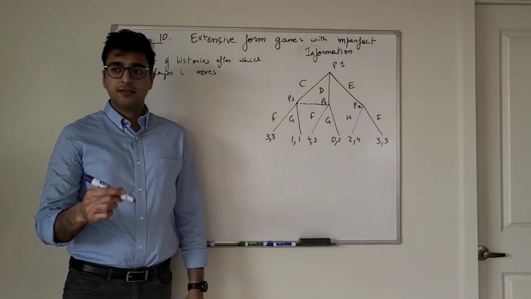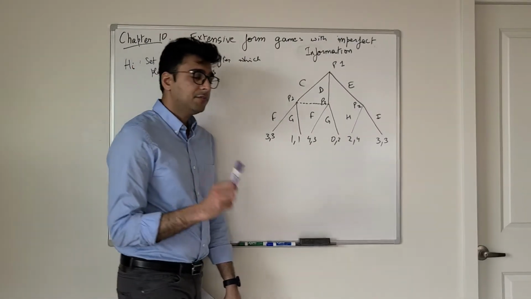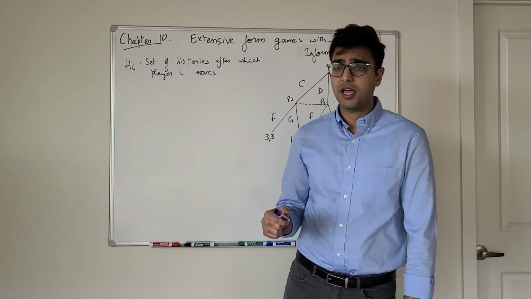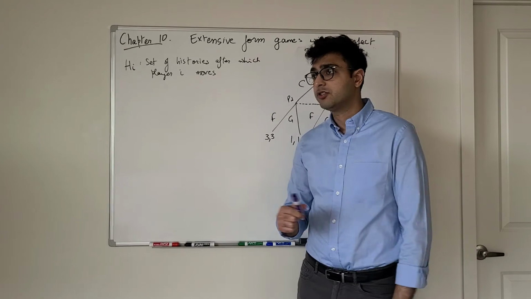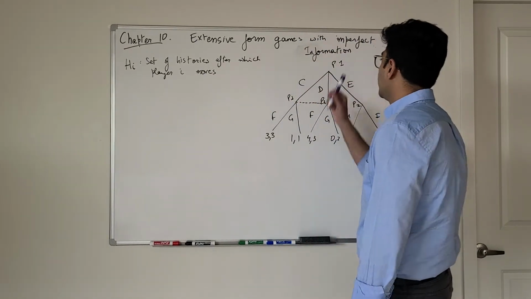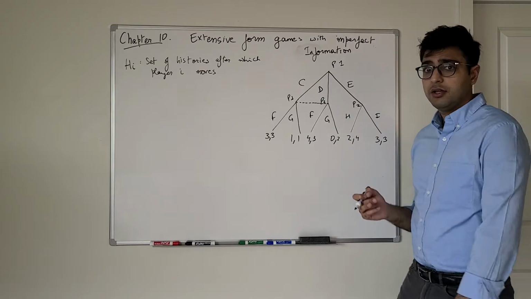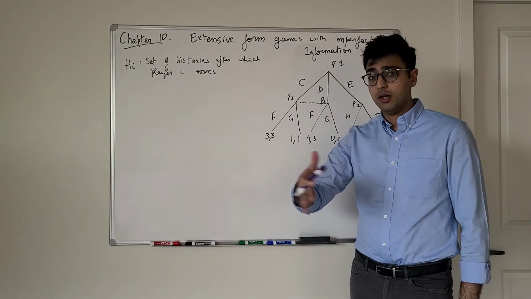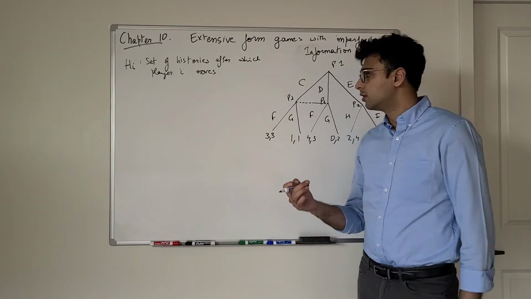Okay, so let's start chapter 10. Up till now, we have seen extensive form games in which we have chance moves, but we haven't yet seen an extensive form game in which we have imperfect information. So players not knowing what has happened so far.